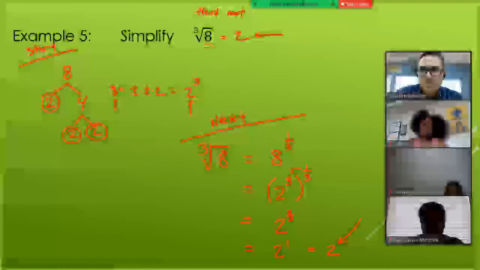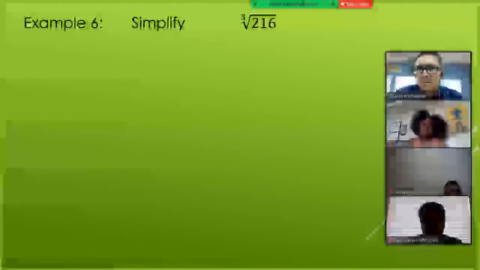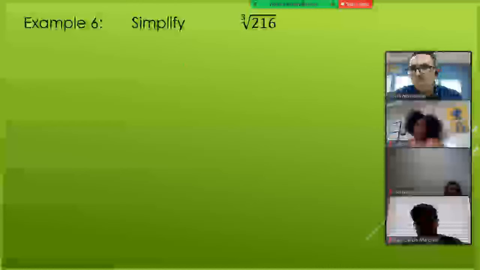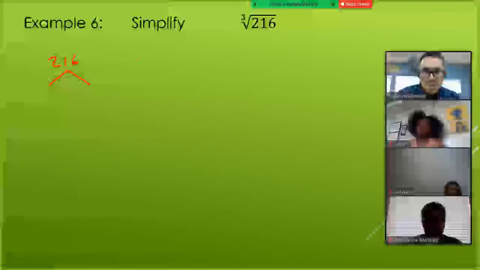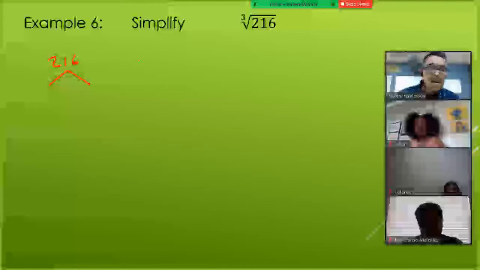Okay. Let's look at another. The 3rd root of 216. So I'm going to start with my factor tree, 216. Okay, I'm not a genius, okay? I'm just a human being. I don't know what all the factors of 216 are, so I'm going to trial and error it just like you are. We're going to take 216, we're going to divide it by everything.